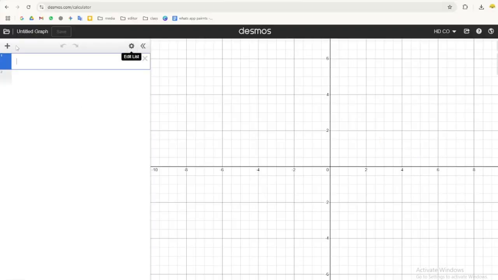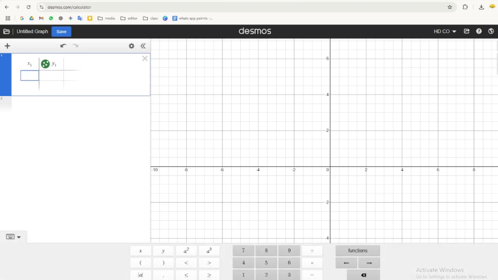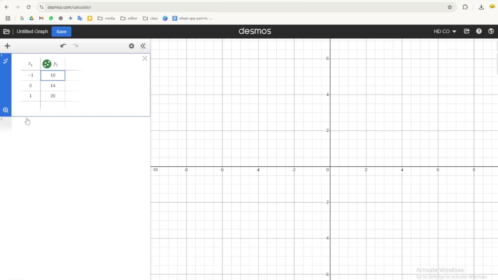We will insert a table from here and put -1, 0, 1, and 20, 14, and 10. This is only a table. We want an expression or a graph here to satisfy this.